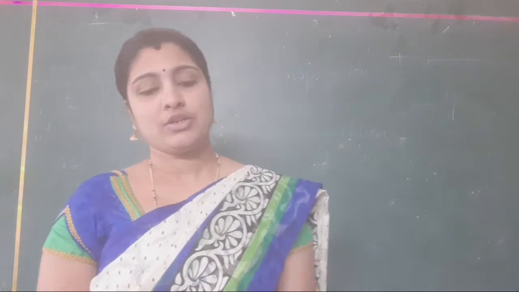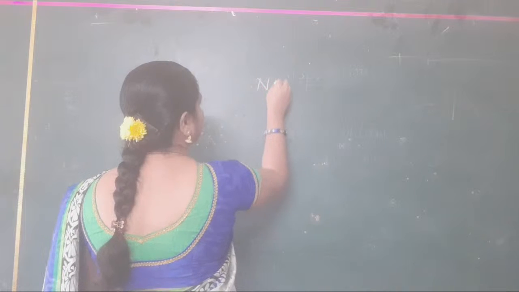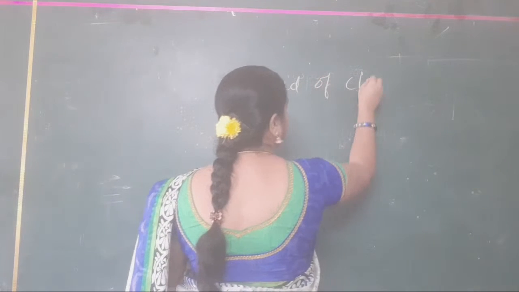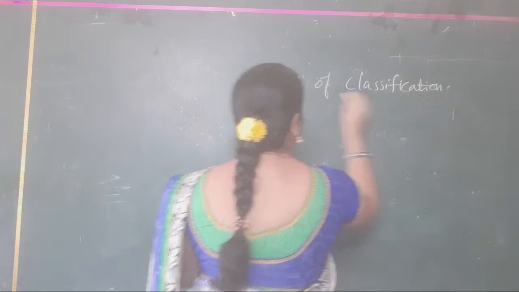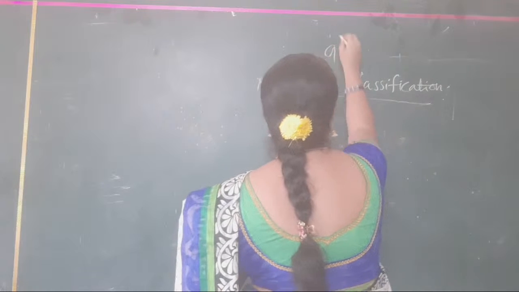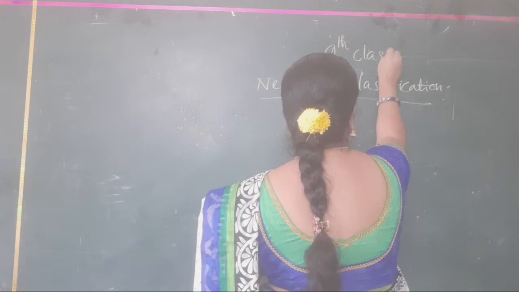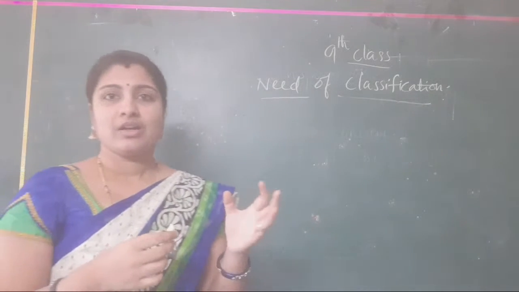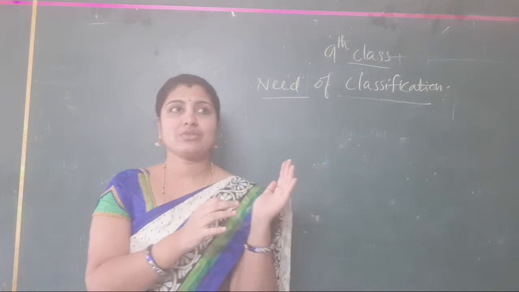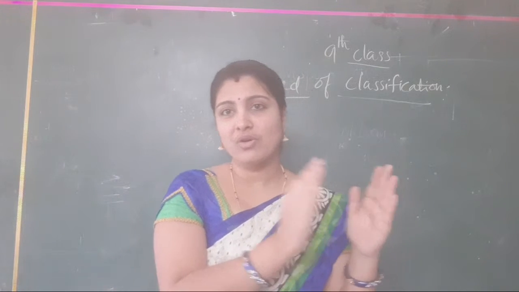So here, classification. We are grouping, isn't it? We are grouping. So what is the need of classification? What is the need of classification? We are grouping, no? So we have grouped the plants into monocots and dicots.